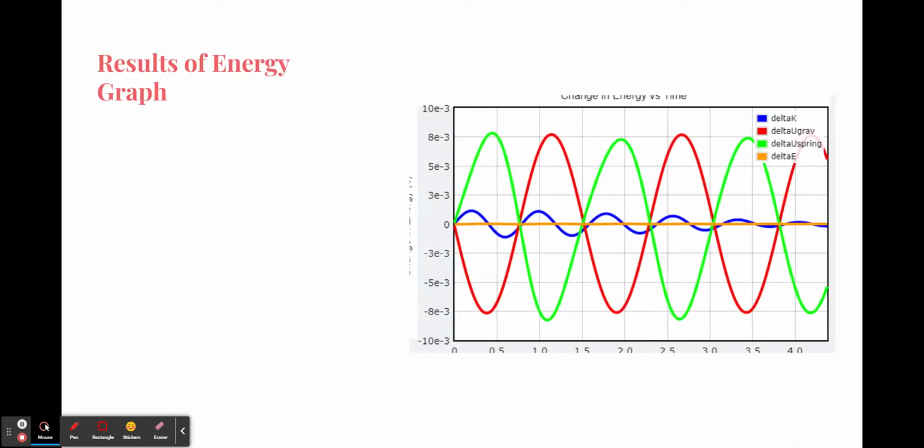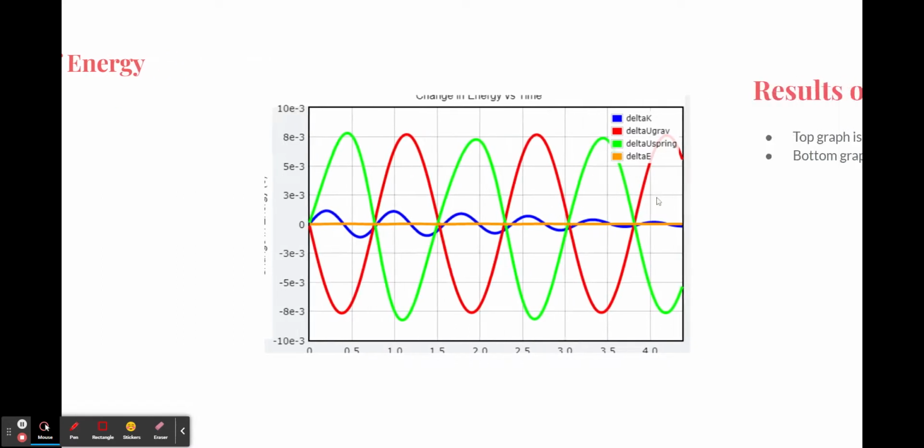Now for a closer look at the graphs. Shown is the model energy graph, which calculates how much energy the mass and spring had across the time. Delta K represents kinetic energy, delta U grav represents gravitational energy, delta U spring is spring potential energy, and delta E is all the energies combined together and shows the final value. All of these energies, I demonstrated their formulas earlier, and this is the graph itself.